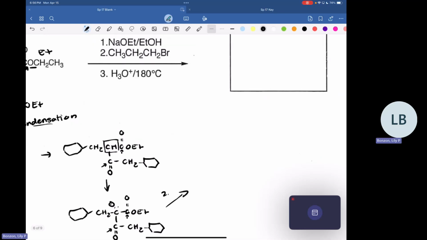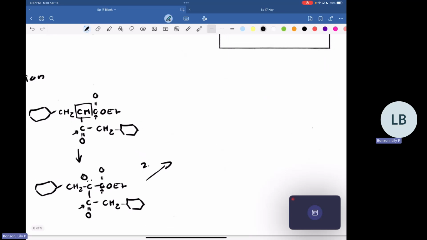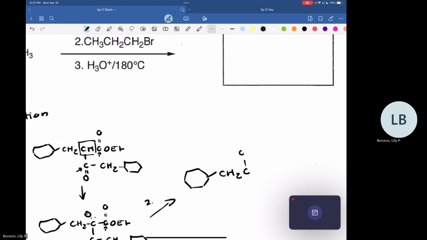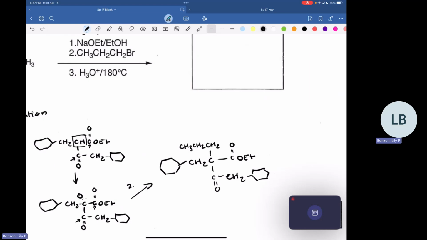So our second step, we've got an alkyl bromide. So this is just going to attach the alkyl bromide onto where the carbanion is. Okay, all right, we got this big old structure going on here.